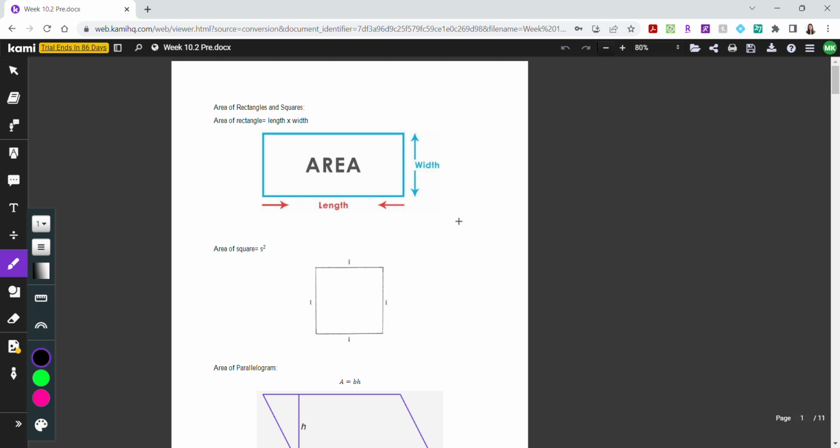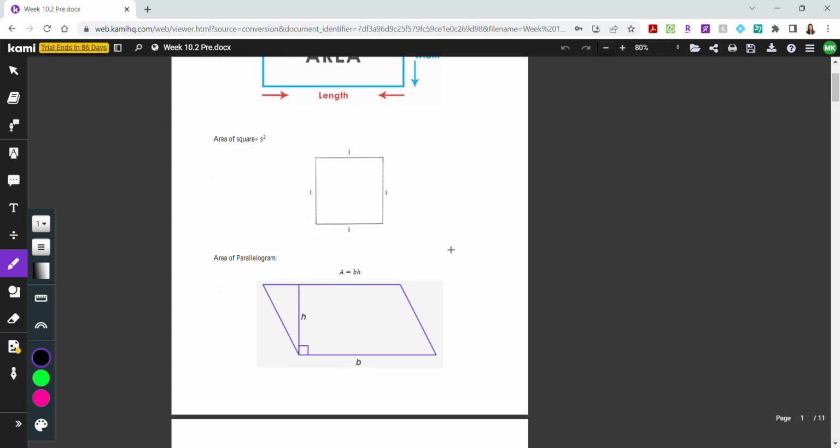So first thing that we're going to go over is area of rectangles and squares. You probably have come across this many times over your years of doing math. Well, we're just going to recap really quickly how to find the area of a rectangle and a square. As you can see, the area of the rectangle would be the length, which is normally the longer side, times the width, which is the shorter side. So length times width will give you the area, and that's for a rectangle.